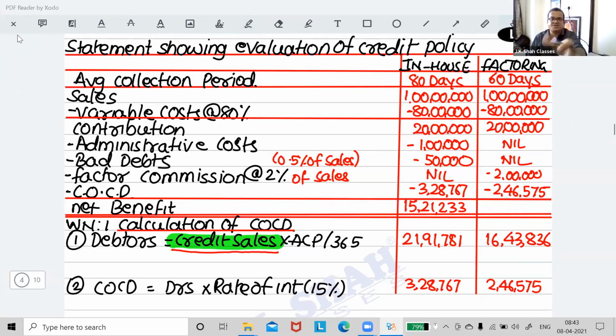I have to pay the factor commission and COCD. So that will be 44,657. I get 15,53,425. And you know your answer, guys, right? I hope this is very clear now in your minds.